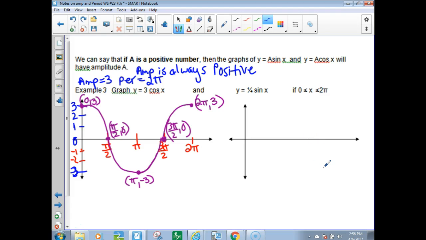Okay, we're going to graph now y equals 1/4 sine x. Well, to get an idea of actually what's gone on, the amplitude here is 1/4. So that is flattening the graph. Whereas the last one, the amplitude of 3, stretched it vertically by 3 times. This is shrinking the graph by 1/4. The period is still 2 pi because it's a sine wave. We're going to graph one cycle, from 0 to 2 pi.